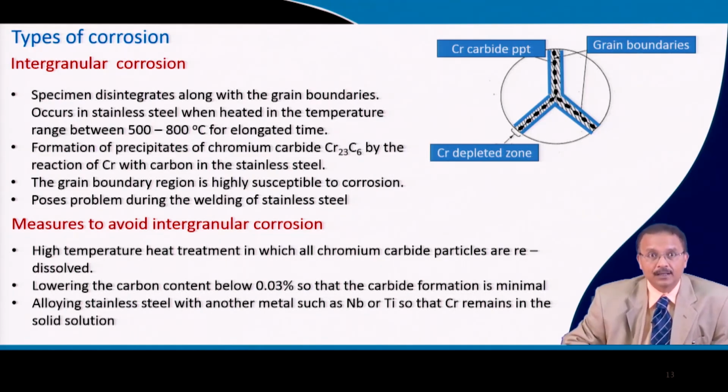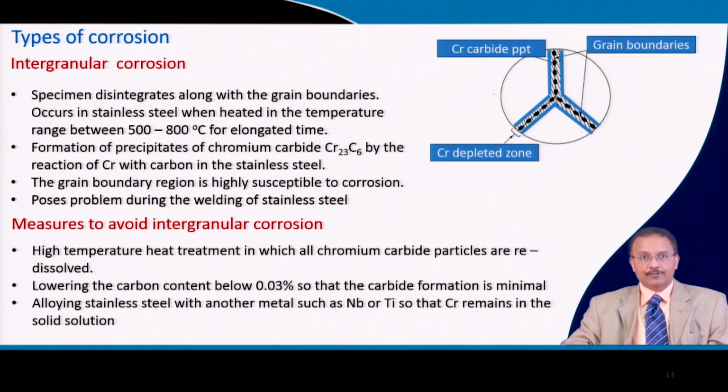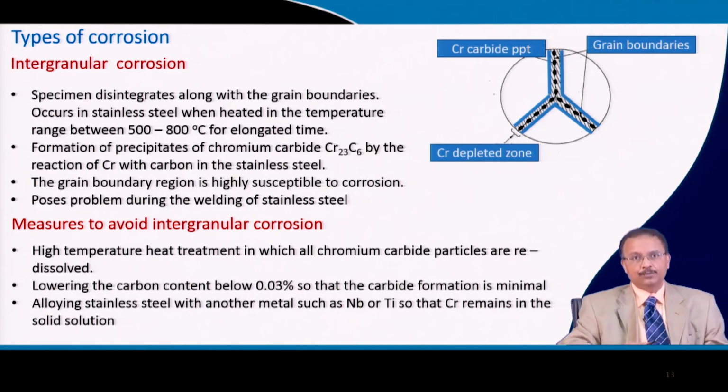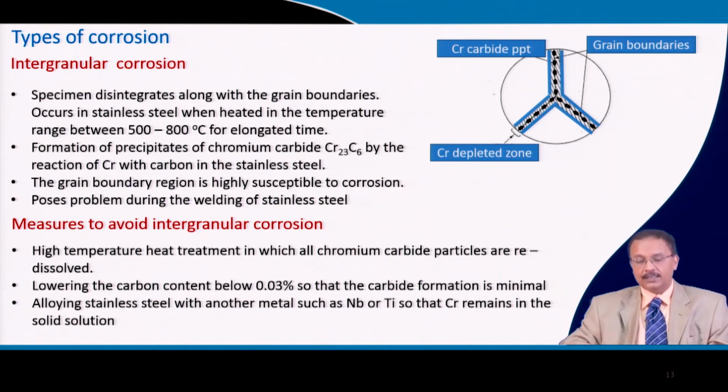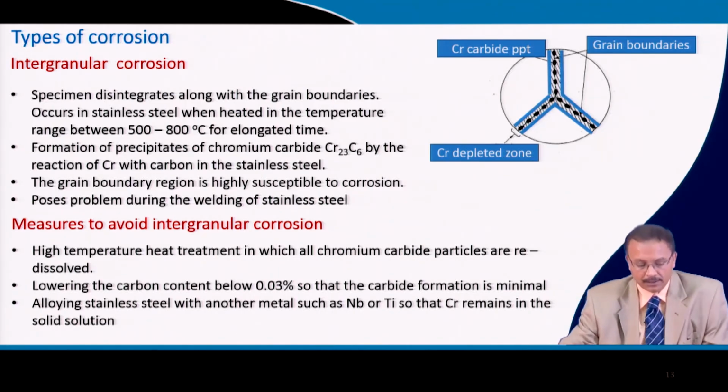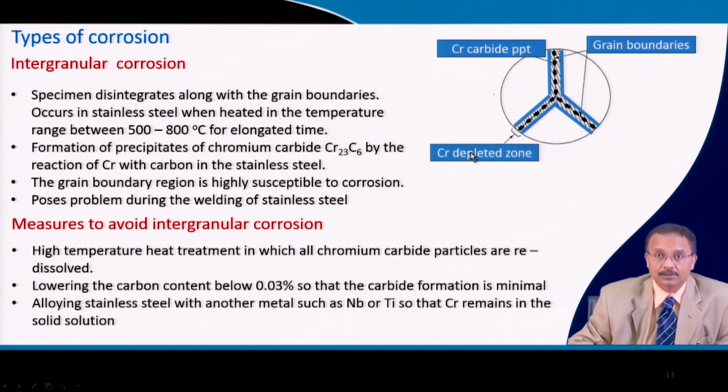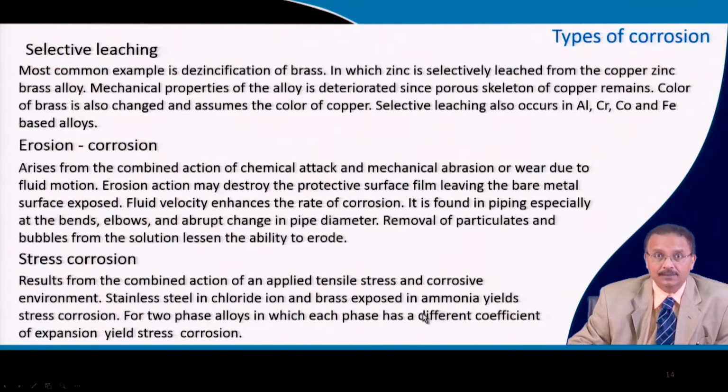They weaken the grain boundary to give this intergranular corrosion. To get rid of this, high temperature heat treating can be done, so that the chromium carbide particles are redissolved. One can lower the carbon content below 0.03%, so that the carbide formation is minimal, or one can alloy the steel with some other material like niobium or titanium, so that the chromium remains in solid solution and does not react with the carbon in the steel.